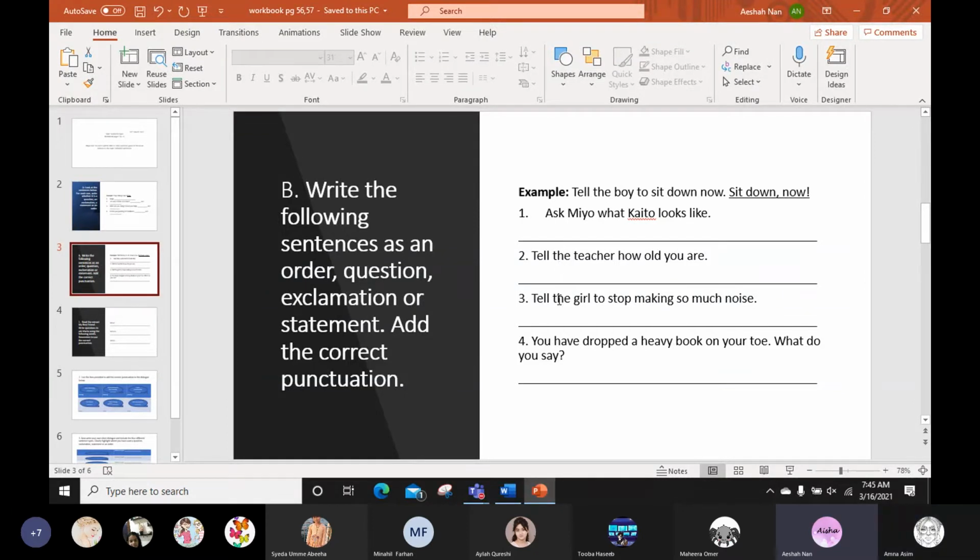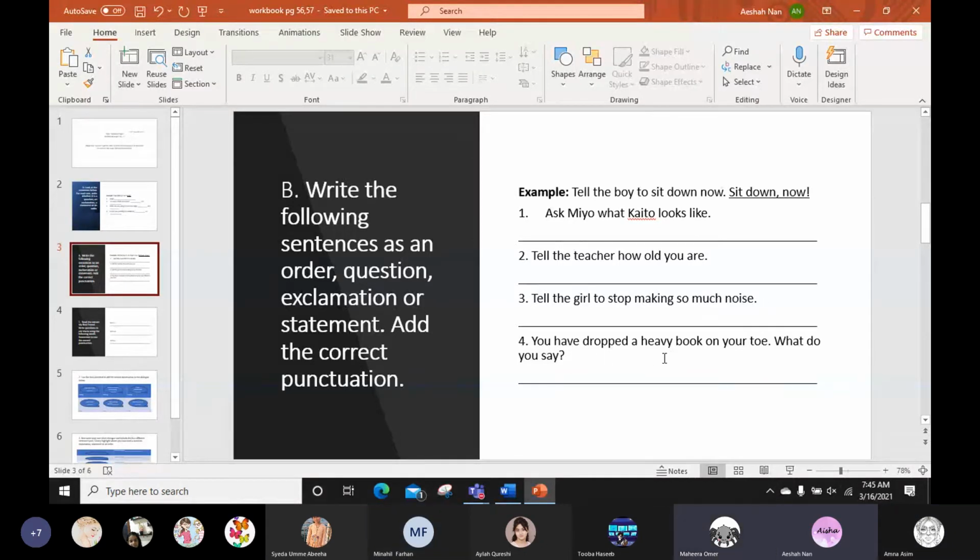Then next we have: tell the girl to stop making so much noise. Stop making so much noise. And which mark has to be added at the end? Exclamation mark. Excellent.